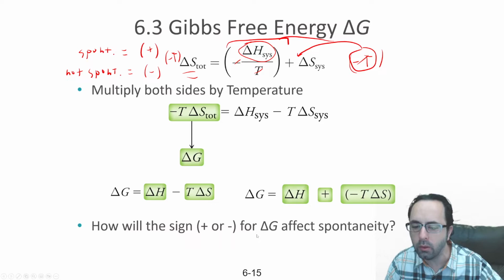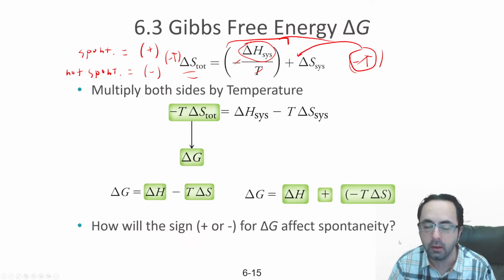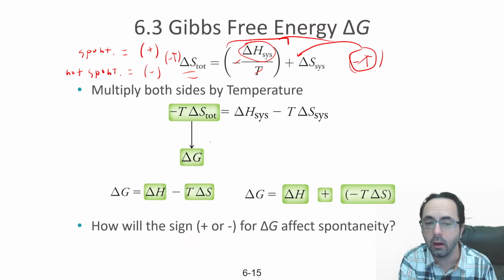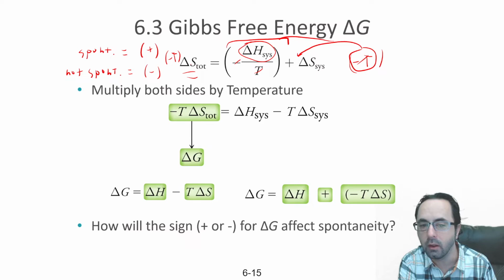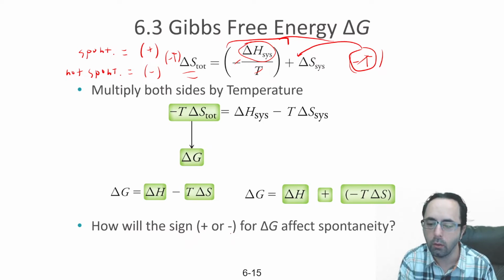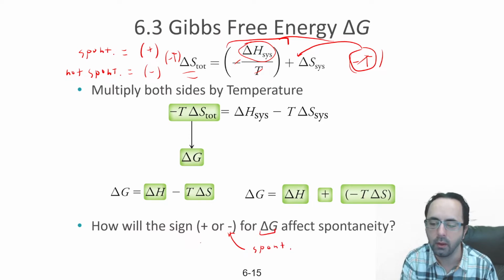So how will the sign, positive or negative, for delta G affect spontaneity? Well, we said that a reaction will be spontaneous if delta S total is positive. If delta S total is positive, that means that delta G will be negative. So if delta G is negative, we say that's a spontaneous reaction. And if delta G is positive, we say not spontaneous.